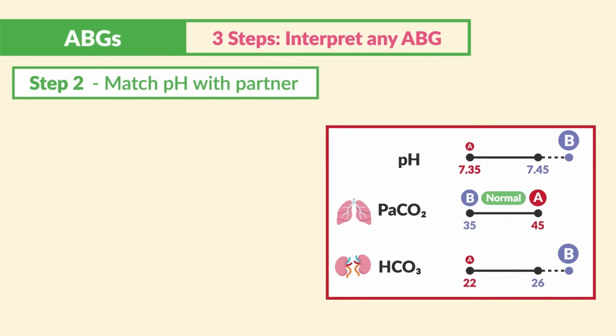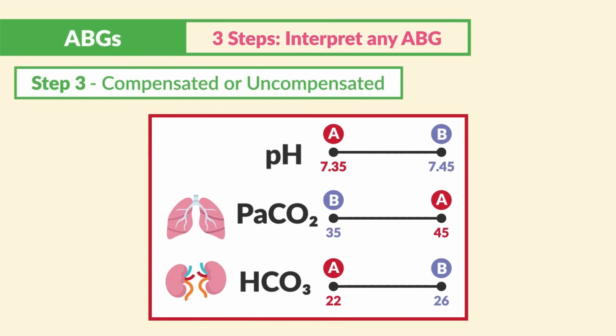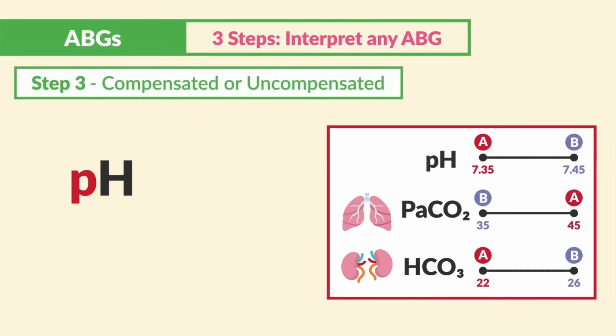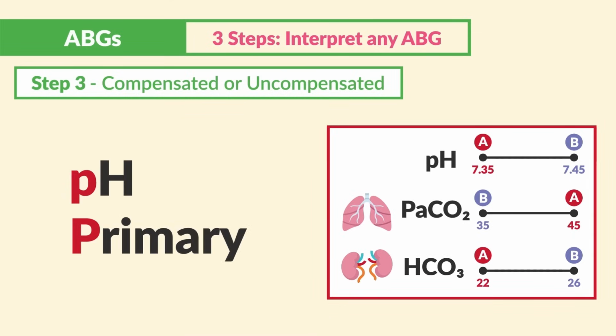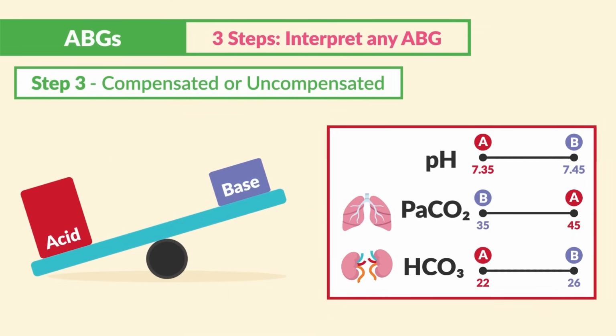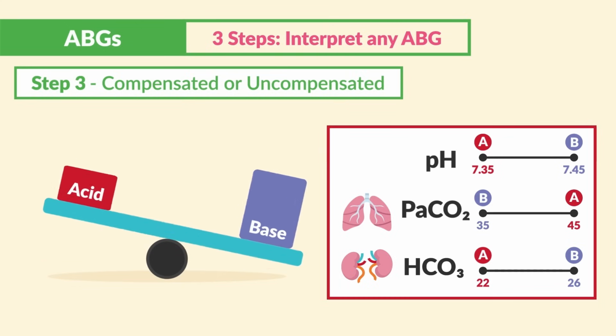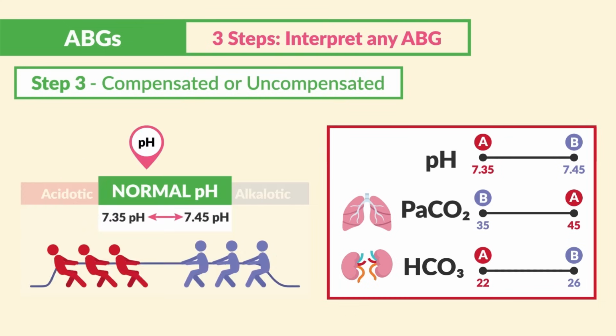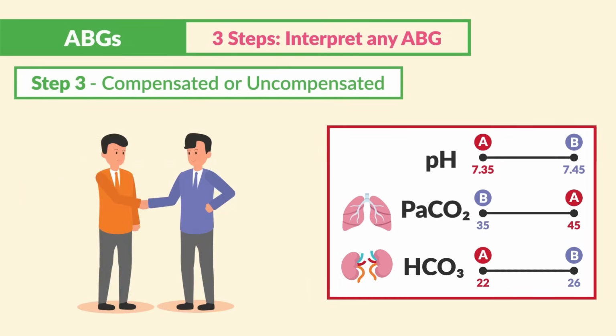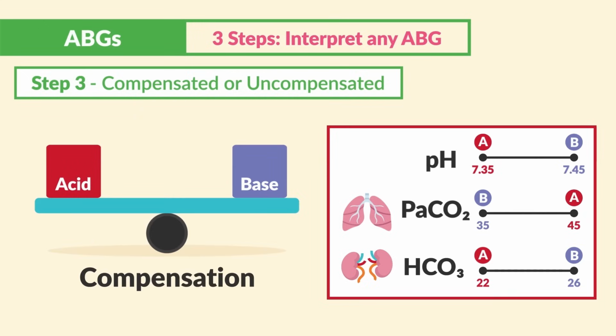Now, step 3 is the hard part here, so pay attention. Compensated versus uncompensated. Always look at the pH first. So remember, pH is primary. The body hates to be out of balance, right? So it will try and balance the pH, acid and base, sort of like a tug-of-war or like a negotiation process, to help bring that pH back into normal range. This balance again is called compensation.